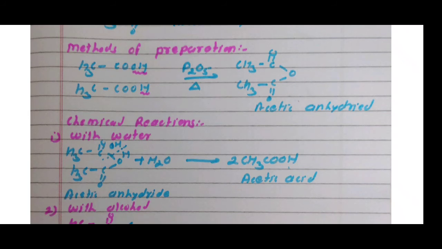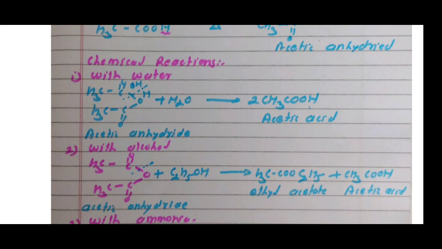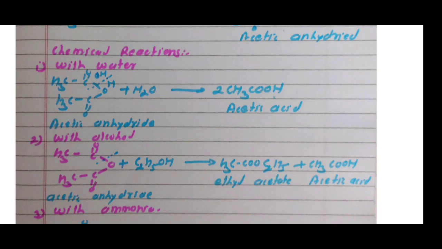After the reaction with water, the second reaction is with alcohol. Here I am showing CH3CO-O-COCH3 reacting with alcohol, that is ethanol or ethyl alcohol. Here the bond breaks, forming CH3COOC2H5, that is ethyl acetate, and acetic acid, CH3COOH. This is the reaction with alcohol.